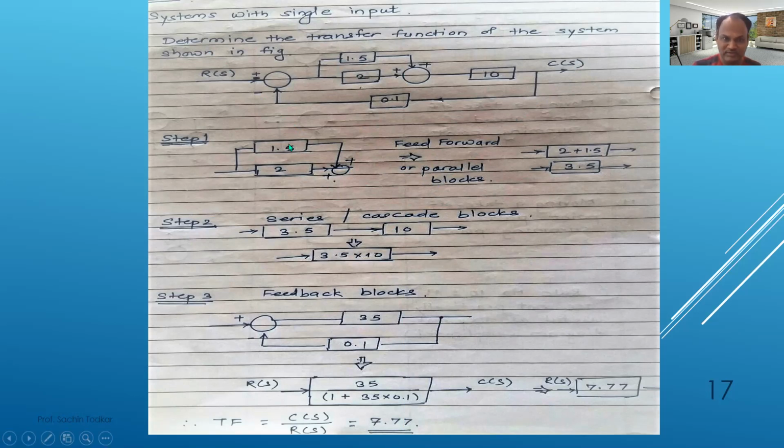Now, you know, this is step one. These two are in parallel. So their simple addition will be there. So feed forward path or parallel blocks are there.